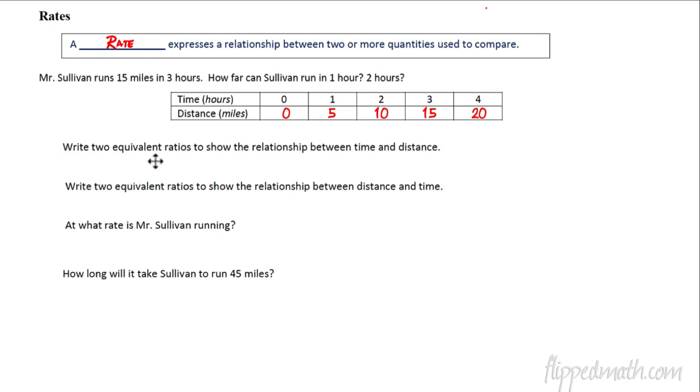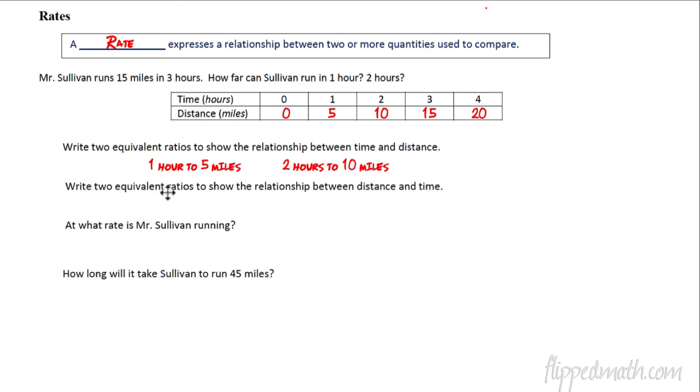Write 2 equivalent ratios to show the relationship between time and distance. Now notice they didn't tell you which ratios you can use, so you can pick any of them. So I'm not going to use 0 to 0 because that doesn't tell us very much. But if we go to the first ratio here, 1 hour to 5 miles, that is one ratio that we can use to describe that relationship. And then I just went to the next one, 2 hours to 10 miles. And you could have used 3, you could have used 4, even 5. It's straight off the table. Easy enough. Look at the next one.